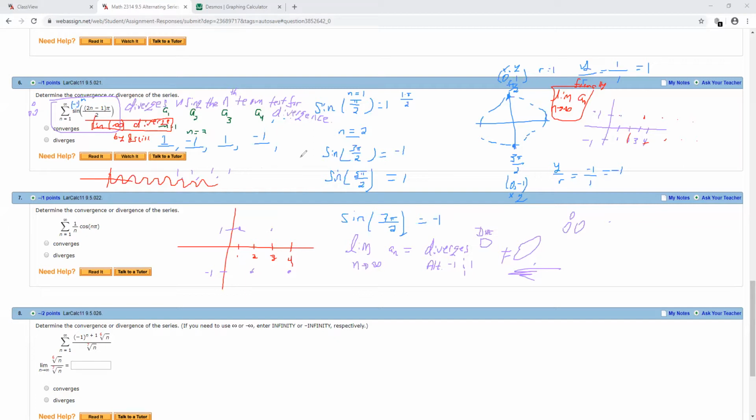So I don't know what else to say. Any questions or comments there? No. So here we're going to put diverges.